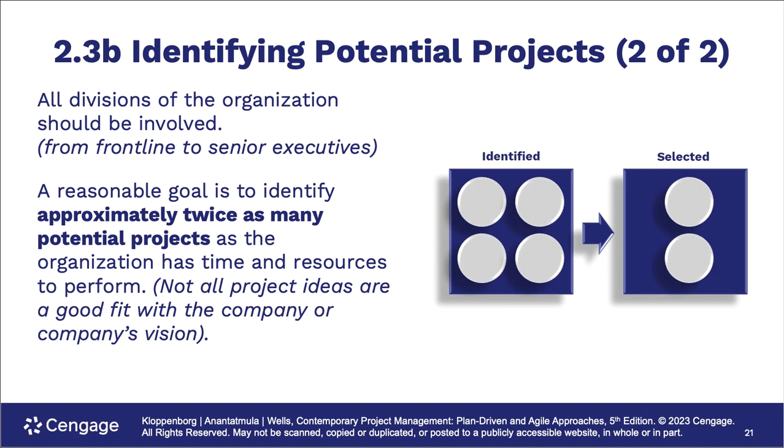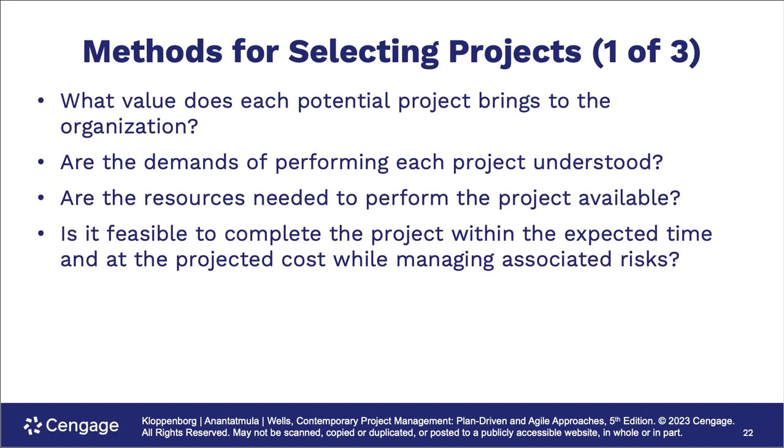A reasonable goal is to identify approximately twice as many potential projects as the organization has time and resources. Here's the reason why. You want to have a lot of choices, because the old saying is you've got to kiss a lot of frogs before you get to a prince. You're going to have to develop, as we'll see in just a moment, a methodology to select projects, meaning ones that move ahead and others that are pushed out. It's like go and no go. You've seen it maybe in a decision tree or a flow chart. What are the things that advance and what are the things that don't advance? That's why we need choices.